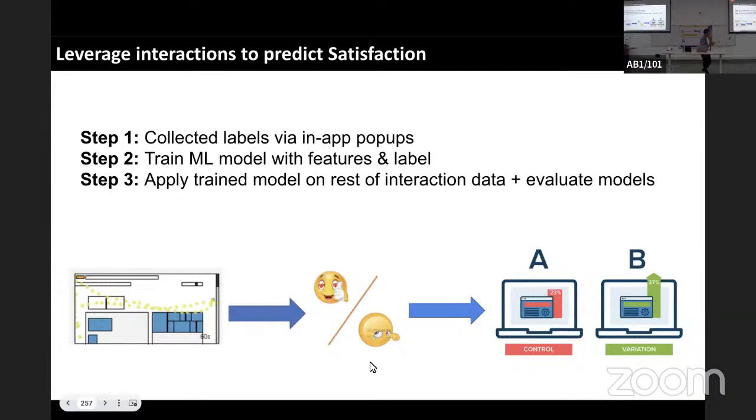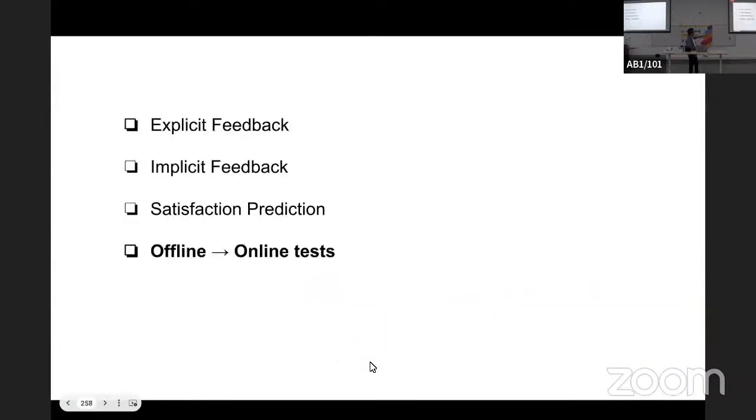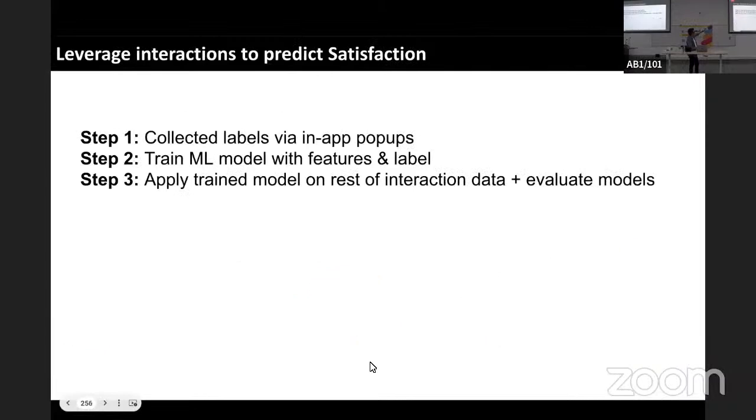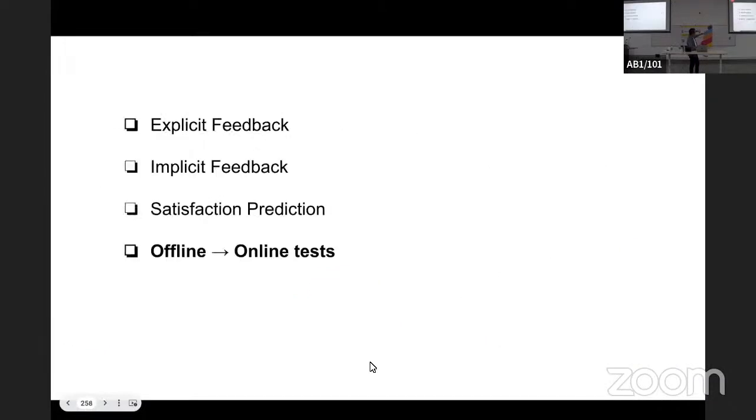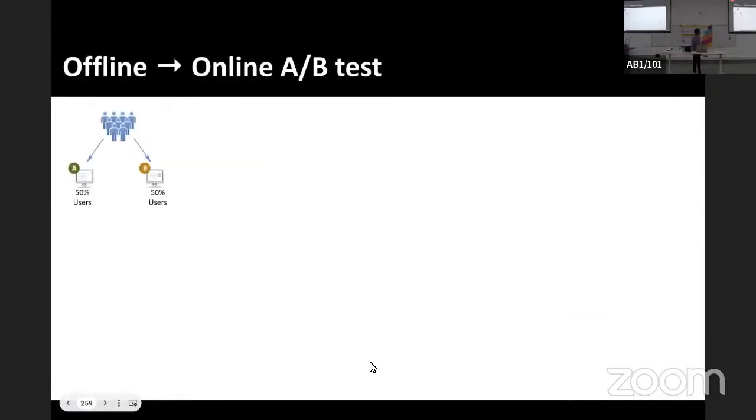Again, I'm not going to spend too much time on it, but essentially this is what people end up doing, right? There's a bunch of explicit data, implicit data, satisfaction predictions, all of it to do what? To do better offline-online correlation. And here is the example.